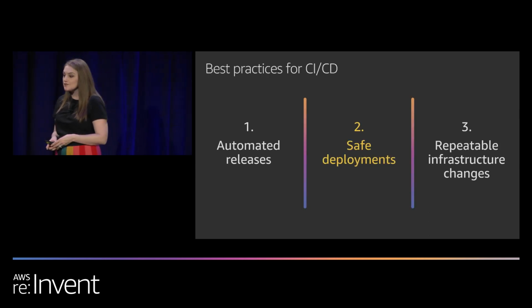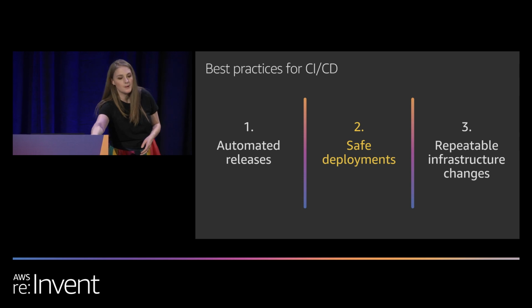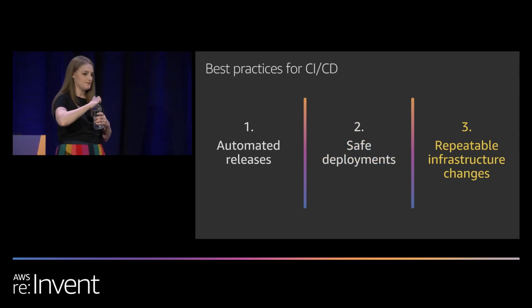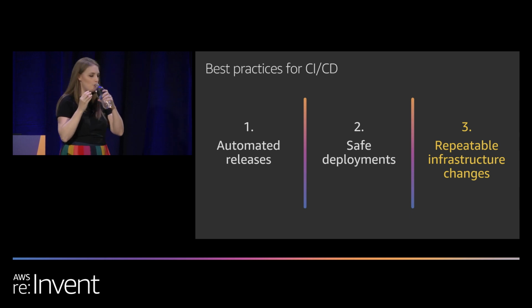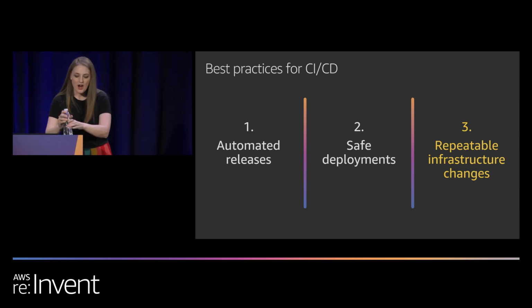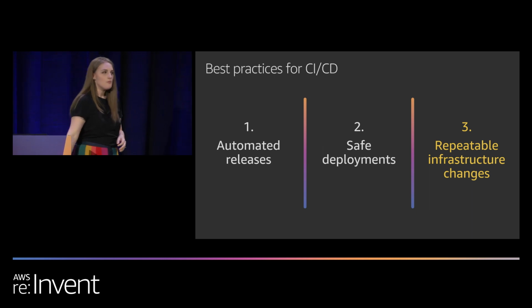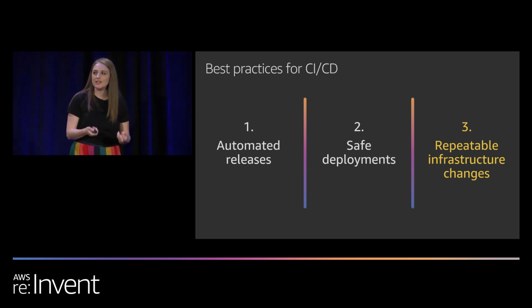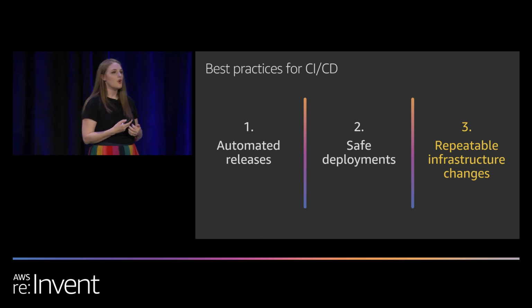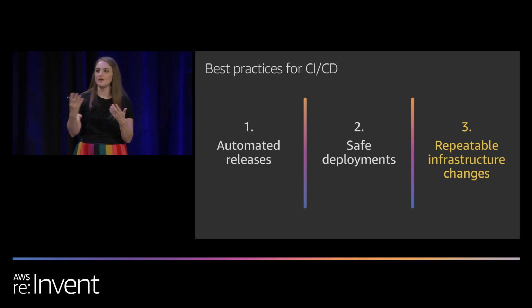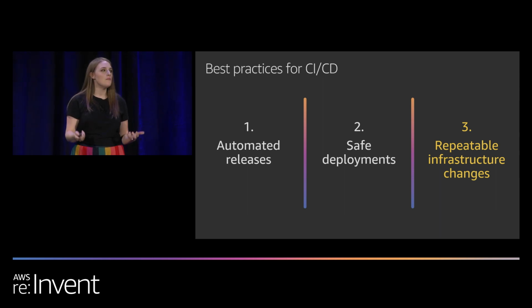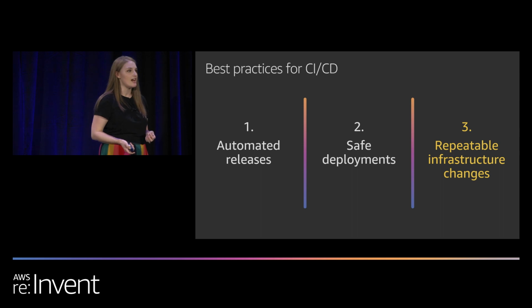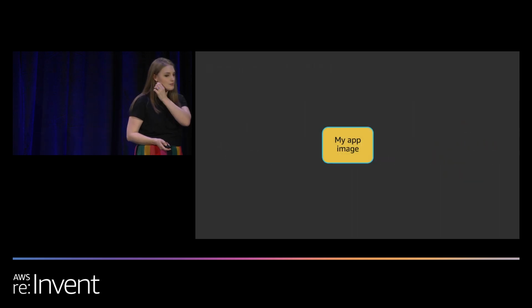So now we've talked about safe deployments in the Amazon deployment safety bar. Let's now talk about repeatable infrastructure changes. So often, when we talk about deployments and we talk about CI/CD, we're really talking about that application image, right? We're talking about building a new image, deploying that new image, but there's so much that happens around our application image in production that can impact our customers.